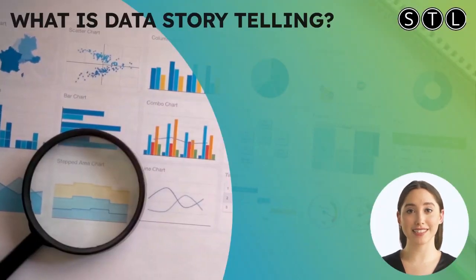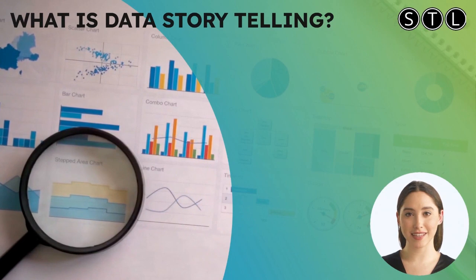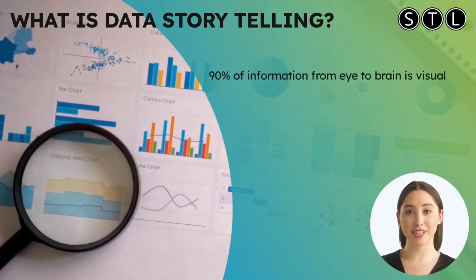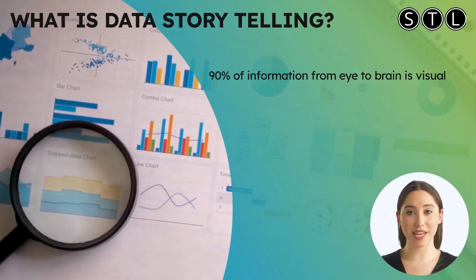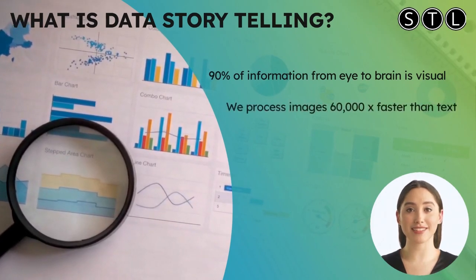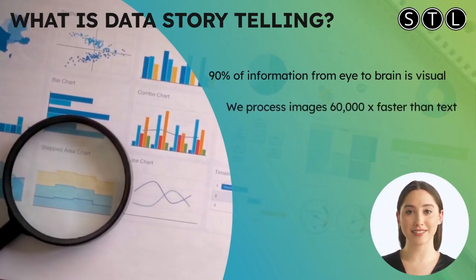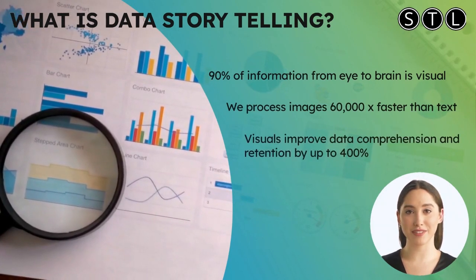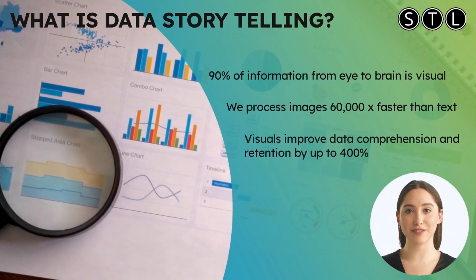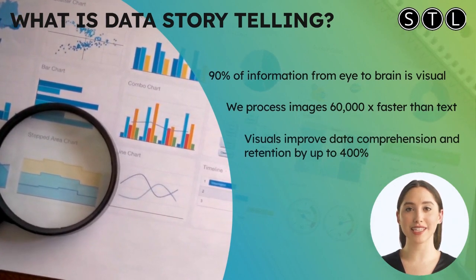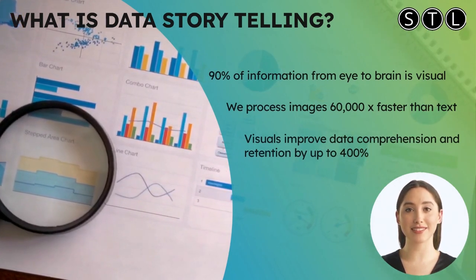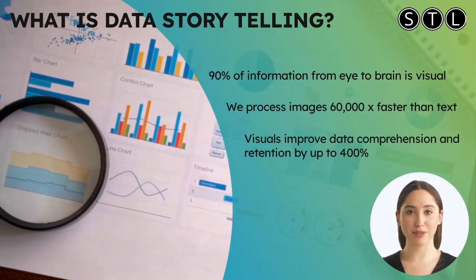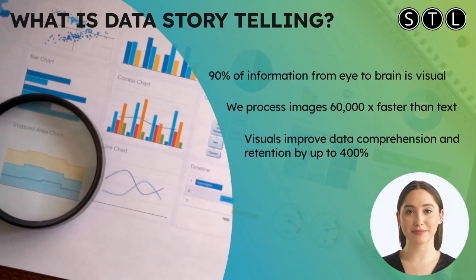Data storytelling sits at the crossroads of art and science, and utilizes both to improve insights. 90% of the information transmitted from the eye to the brain is visual, and we process images 60,000 times faster than text. As well as this, studies have shown that visuals can improve both data comprehension and retention by up to 400%, and are much more likely to trigger an emotional response than text alone. So how do you harness this power in a way that makes the story clear and concise to the reader?